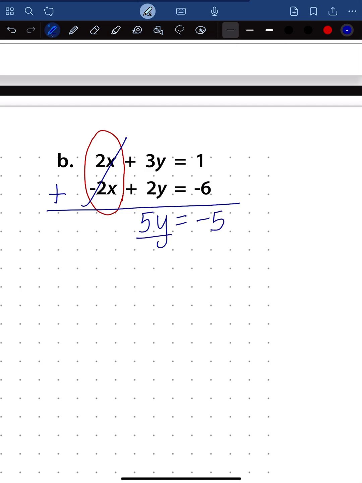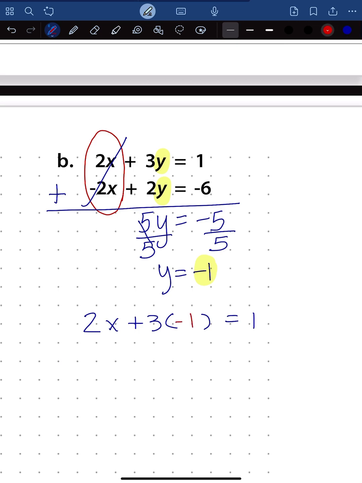If I continue and solve for y, I divide both sides by 5. A negative 5 divided by a 5 is a negative 1. Then I can take that y value and substitute it into the first equation for y or the second equation for y. Either one will work fine. I would encourage you to try both just to confirm. If I go with the first equation up above, I have 2x plus 3 times whatever y is equal to 1. We just determined that y is equal to negative 1.